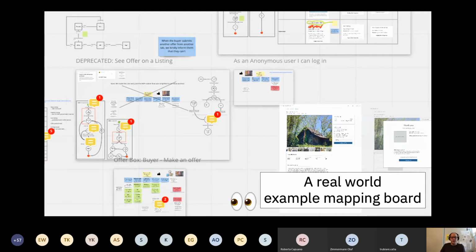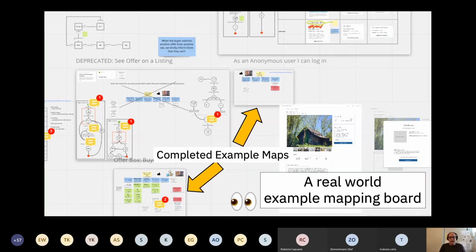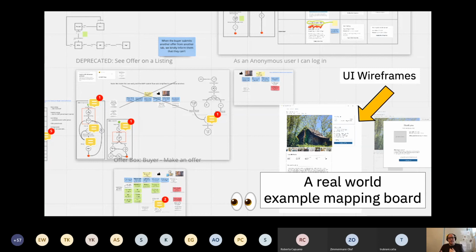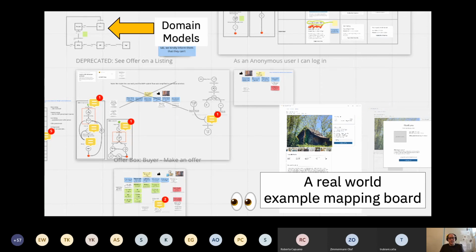Example mapping is another great example of how we can explore the whole design space at once. Here's another real world example for you. You can see the completed example maps that we saw previously here. But you can also see that there are false starts that we just leave hanging out. These are areas where we might have been going down a path that turned out to be a dead end. You can see that we pull in elements of the user interface design, so we're getting into the solution. We will update these in real time as we're exploring the example maps. You can see that we are exploring domain models at the same time. A lot of times, these translate directly into class models or database schemas.